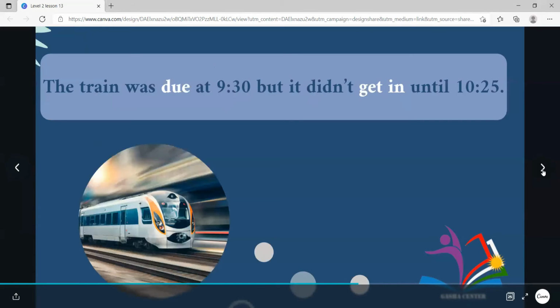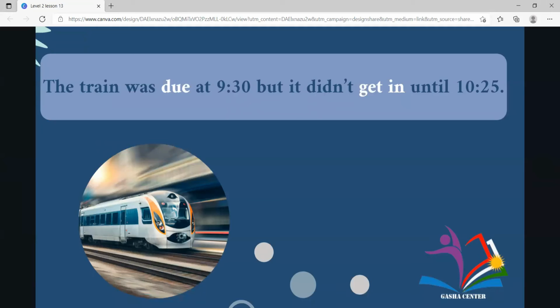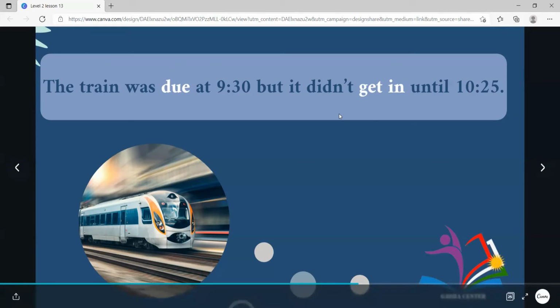All right. Some words you cannot explain in only one word. You have to explain in a sentence to give the meaning. You cannot give the meaning word by word. You can explain it in your own words. Okay. And the train was due at 9:30, but it didn't get in until 10:25. All right. So Dunya, can you explain this one?